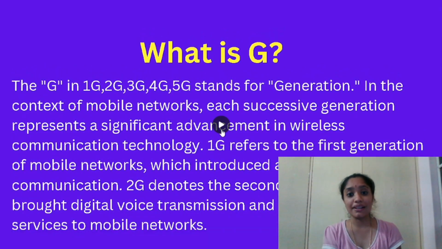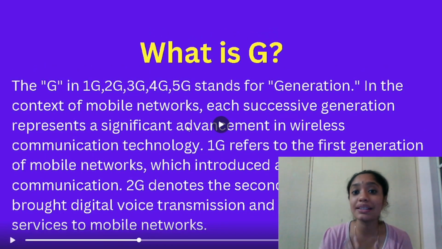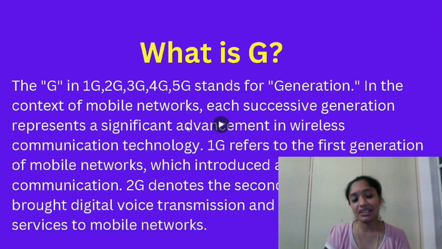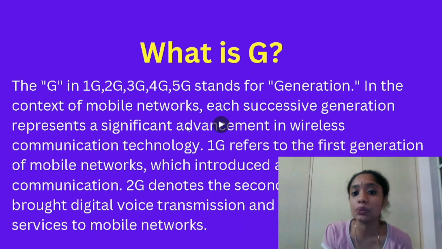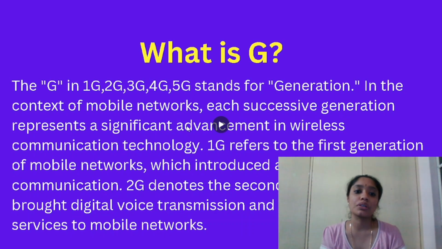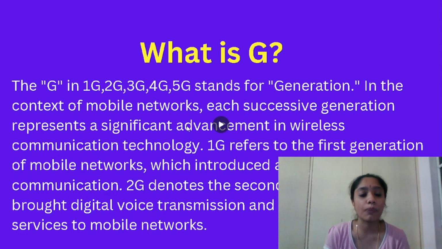Before going to this, I'll be dealing with what is G. Okay, G. The G in 1G, 2G, 3G, 4G, 5G stands for generation. In the context of mobile networks, each successive generation represents a significant advancement in wireless communication technology. 1G refers to the first generation of mobile networks which introduced analog voice communication. 2G denotes the second generation, which brought digital voice transmission and added basic data services to mobile networks.